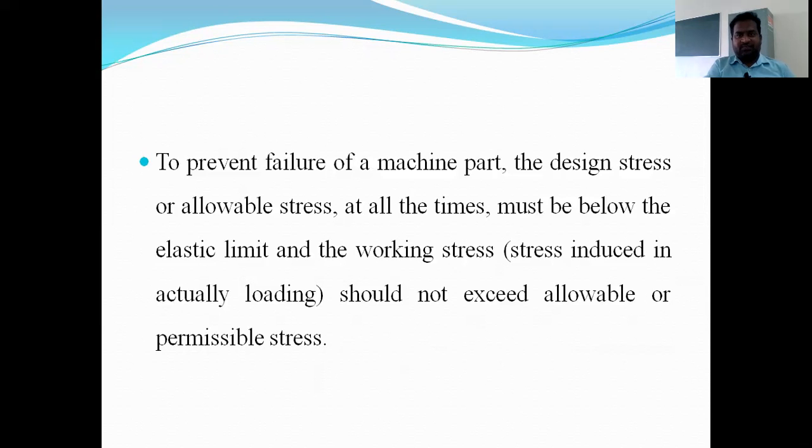But for safety measure, to prevent failure, this is the main important point here. To prevent failure of a machine part, we have to design a component within the allowable stress value, right?